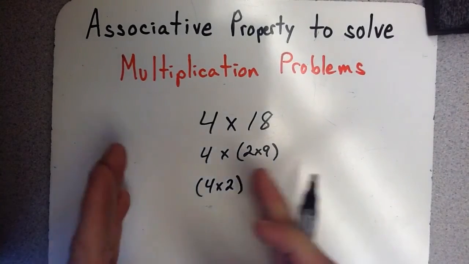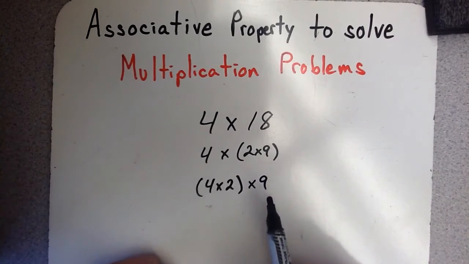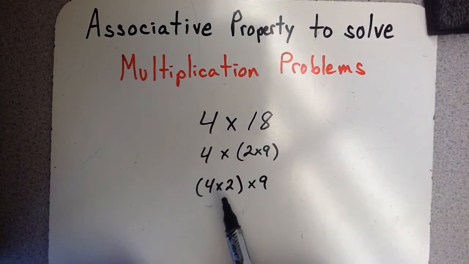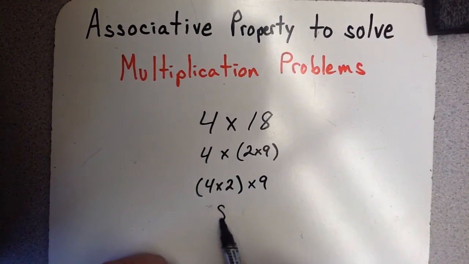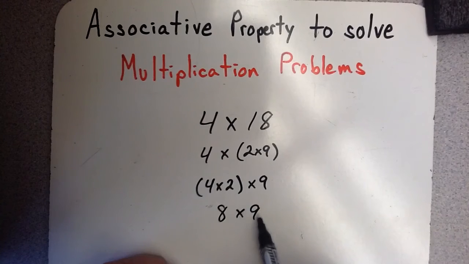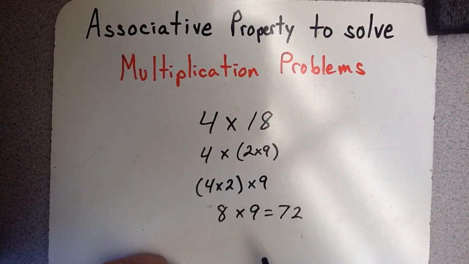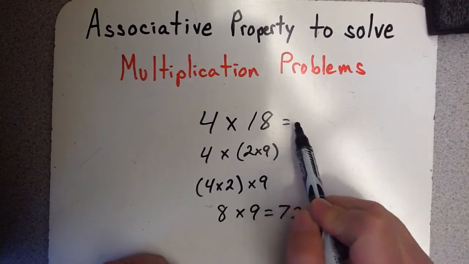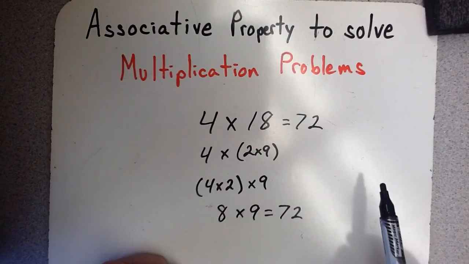So I'm just moving those parentheses, just changing the groupings, and we know the associative property allows me to do that without changing the product. And 4 multiplied by 2 is 8, and 8 multiplied by 9 is 72. So that tells me 8 multiplied by 9 is 72, therefore 4 multiplied by 18 must be 72.